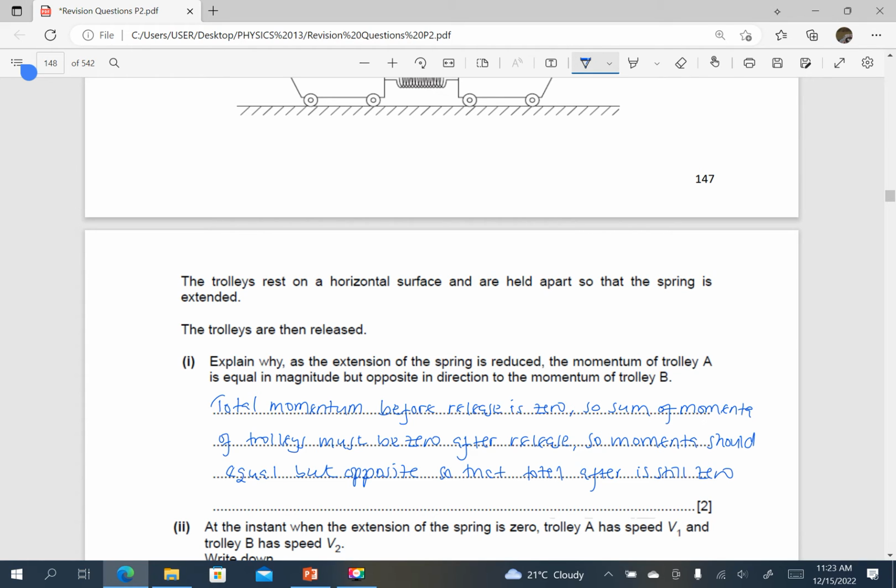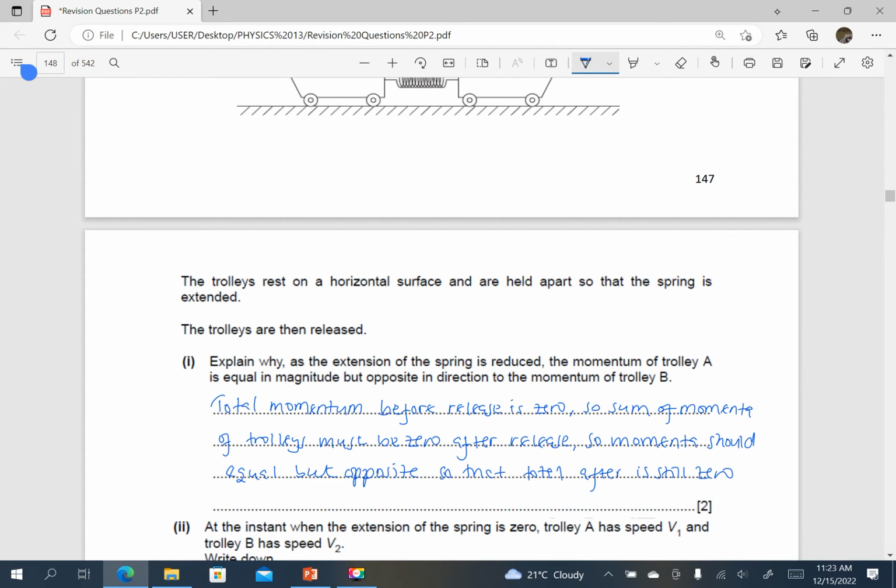That means the velocities are going to be in opposite directions. That means the momenta of the trolleys are going to be in opposite directions. And if they are equal in magnitude, then their total is going to be equal to zero. That is conservation of momentum.